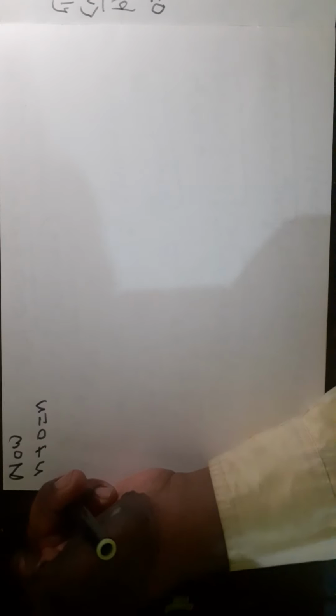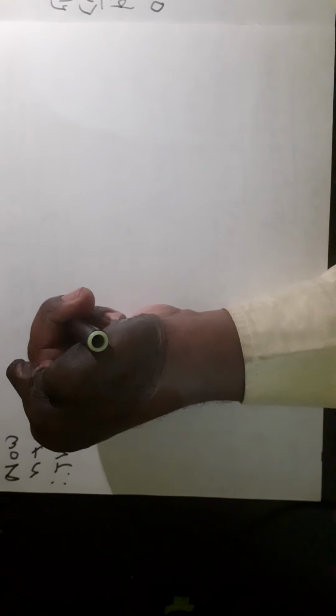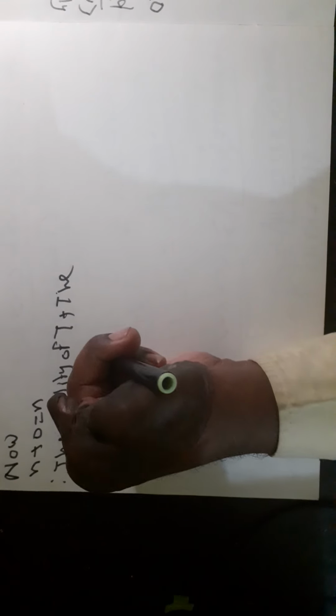Now n plus 0 is equal to n. Therefore, the nullity of T is n, and the rank of T is equal to 0. The nullity of T is equal to n, meaning the dimension of V.